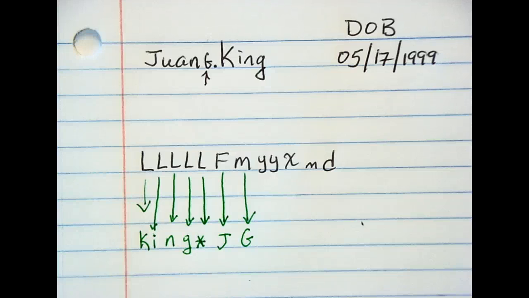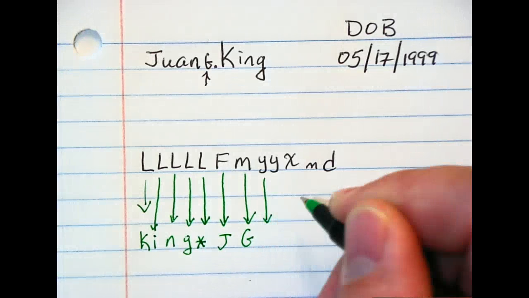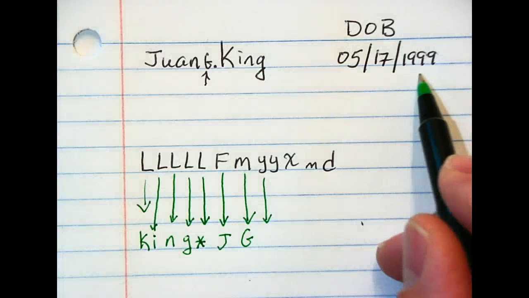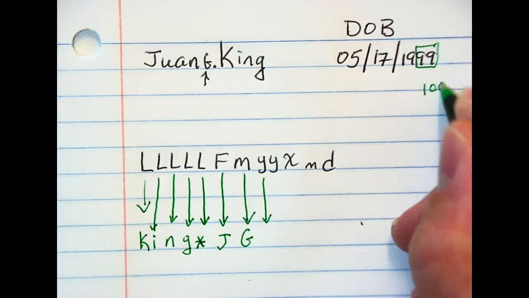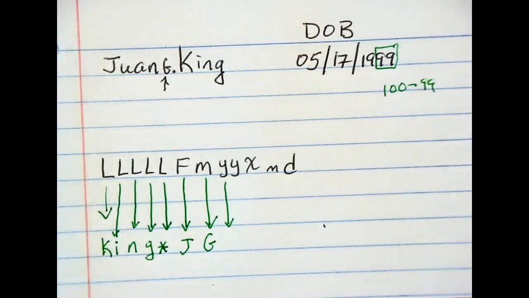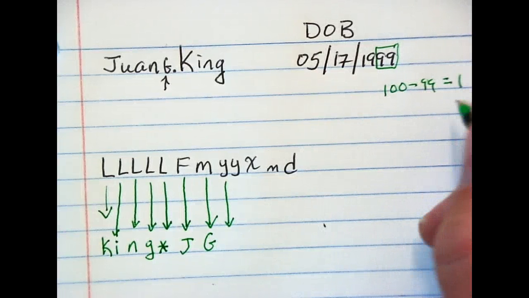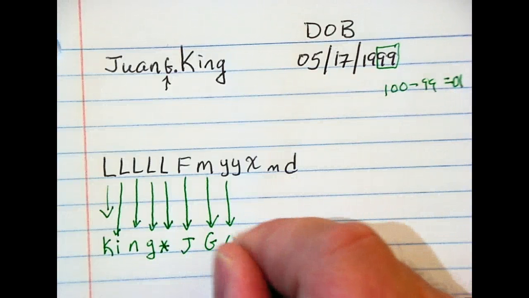Yeah, I know. Okay? So, King, asterisk, JG. Y stands for the year you were born subtracted from 100. So, for instance, Juan, if you think the year he was born is 99, you'd have 100 minus 99 equals 1. That's kind of funny. All right. Now it'd be 0, 1, okay, for 1.